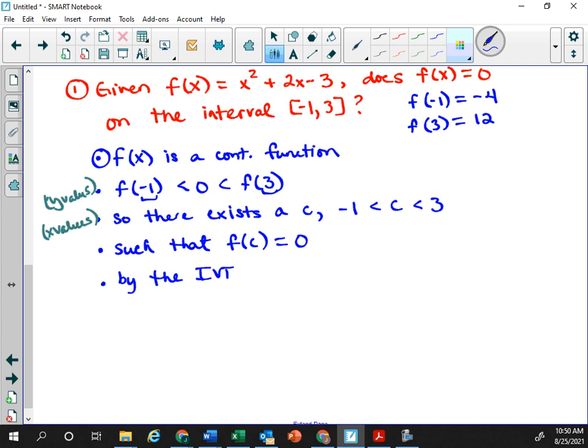The third one, so there exists a C. The -1 and the 3 will change. Otherwise, it'll be the same every single time. Such that f of C equals 0. It's really unlikely that I'll give you any other than 0. So that bullet point will stay, and the last one will absolutely stay by the IVT. So there's really not that. You just have to memorize certain parts of this and understand the format.